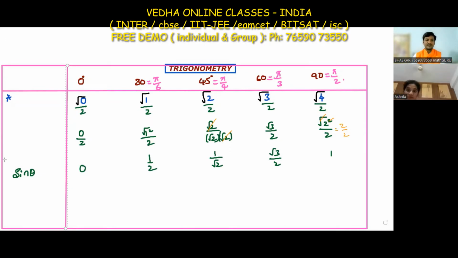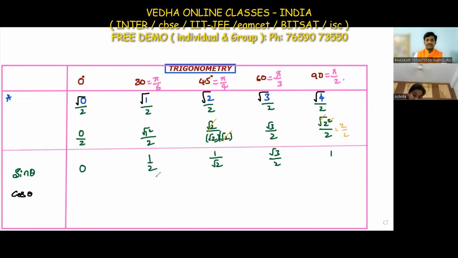Okay, so here I am taking the trigonometric values of sine. What is sine 0? Just repeat once again. Sine 0 is 0. Sine 30, 1 by 2. Sine 45, 1 by root 2. Sine 60, root 3 by 2. Sine 90, 1. Very good. Okay, so now we take the cos. What about the cos theta?